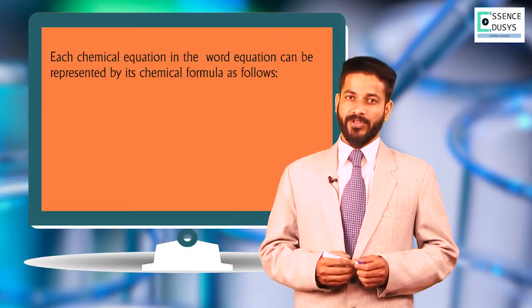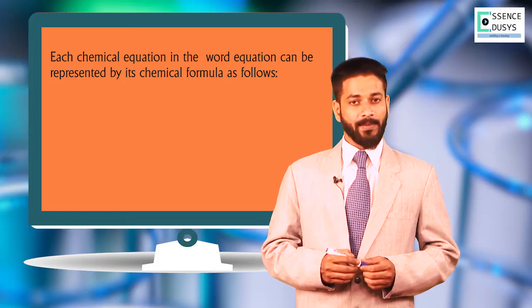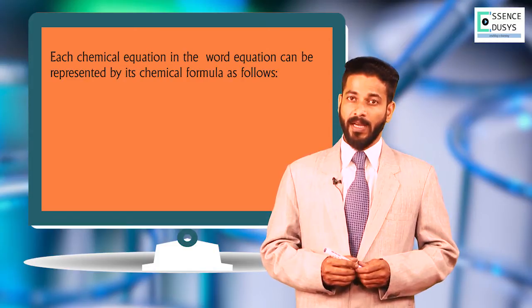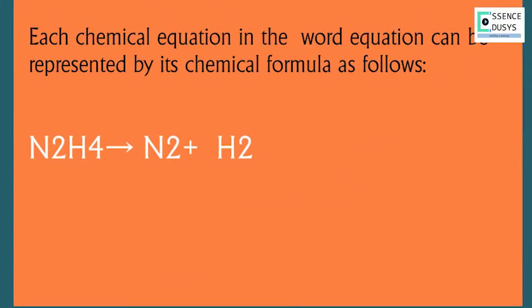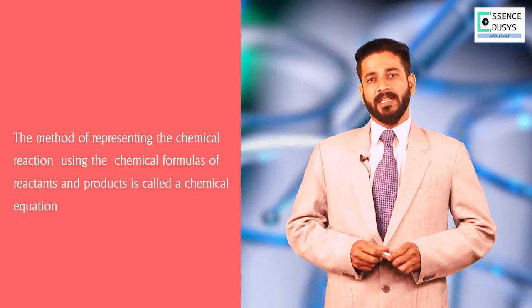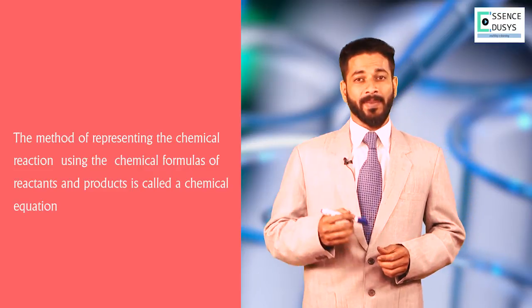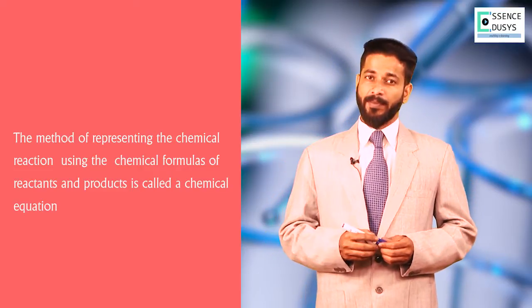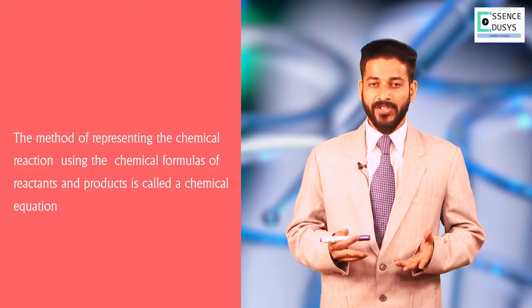Each chemical in the word equation can be represented by its chemical formula as follows. N2H4 gives N2 plus H2, and H2 plus O2 gives H2O. The method of representing the chemical reaction using the chemical formulas of reactants and products is called a chemical equation.